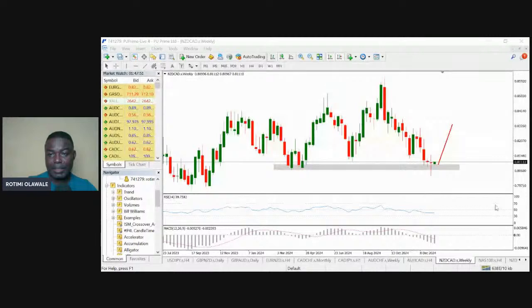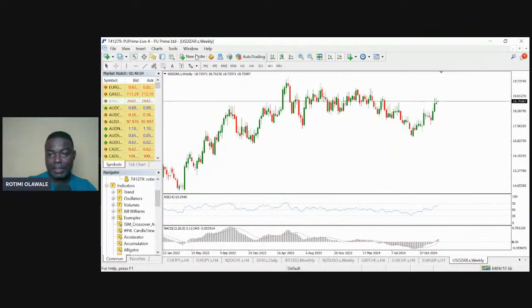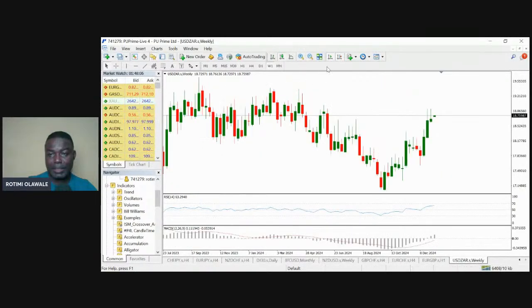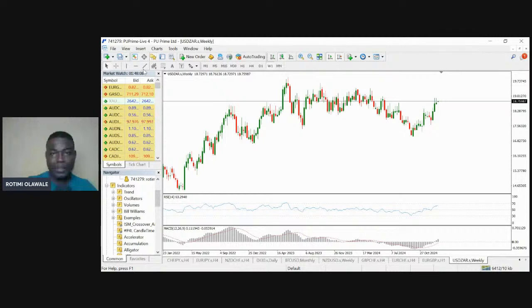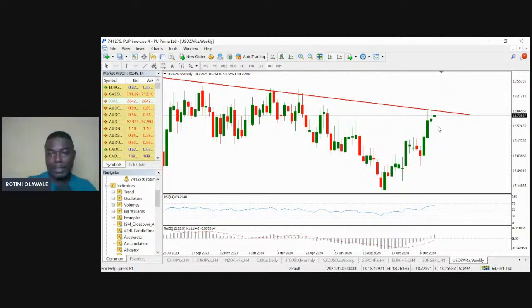And the next I'll look at is the USD Rand. Yeah, that's for the South Africans. The dollar Rand. All right, so this is the dollar Rand here. If I go to the weekly time frame, I can clearly see that we have a trend line right here that is dropping, and the candle that closed last week closed as a rejection candle on that trend line.